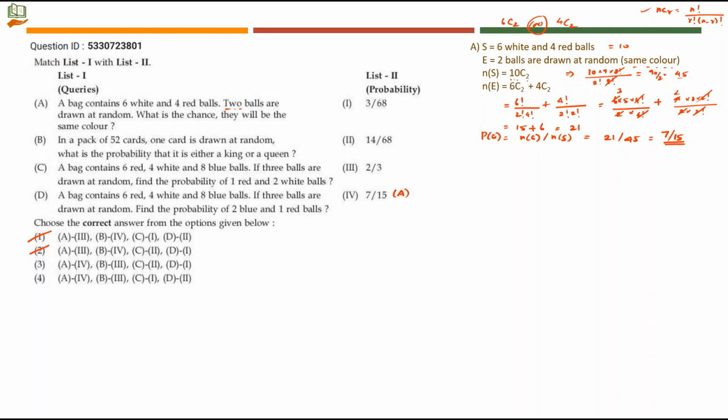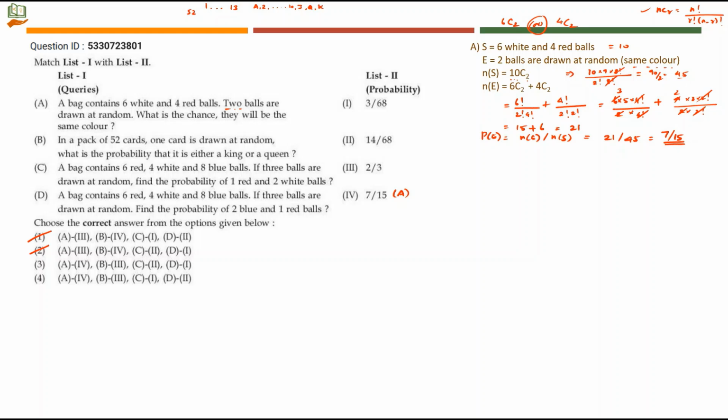Next we will get on to B. In a pack of 52 cards, one card is drawn at random. What is the probability that it is either a king or a queen? There are actually 52 cards. We will call one as ace actually. Then we have 2, 3, 4, 5, 6, 7, 8, 9, 10. For 11 it will be J, for 12 it will be Q and for 13 it will be K.